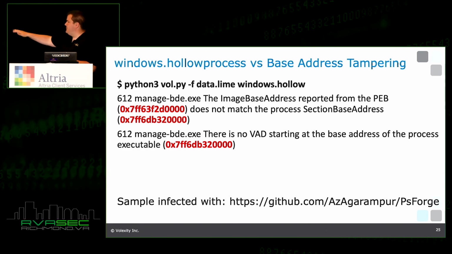Instead of using a real sample here, I left a link. If you want to test this yourself, you can compile PSForge with Visual Studio, infect a virtual machine, get your memory sample that way, and then you can run volatility against it, and it should look something like this. The plugin is saying, hey, for this manage BDE process, which is what PSForge created, the PEB, so what's in userland, says one address, what's in the kernel says a different address, 100% malware. The other thing it says is, hey, we looked at where the main executable for the process should be, and there's not even a VAD there. Again, 100% process hollowing. You will never see that through legitimate means.